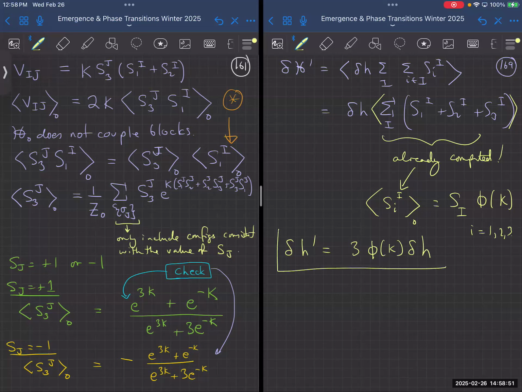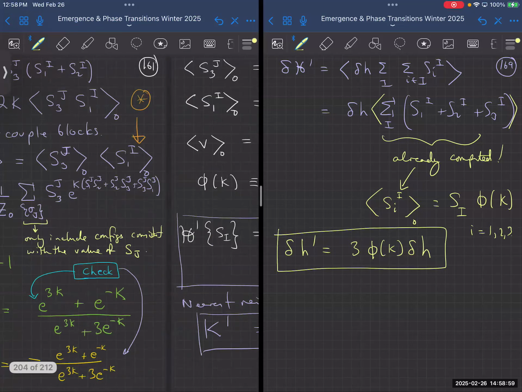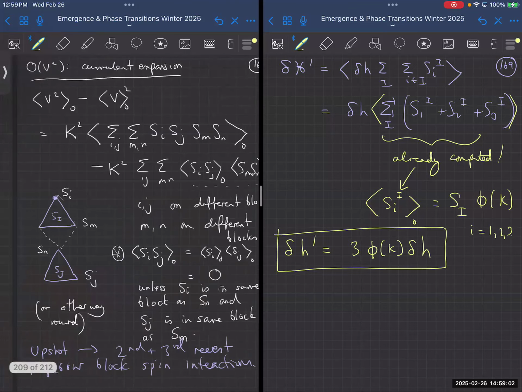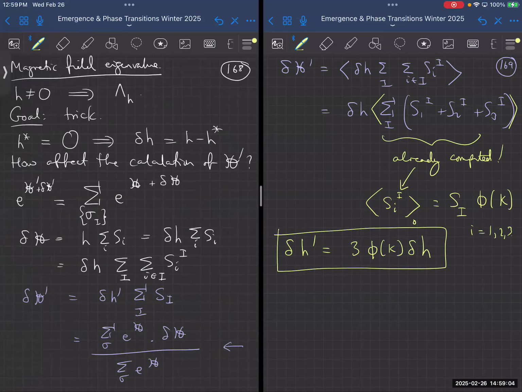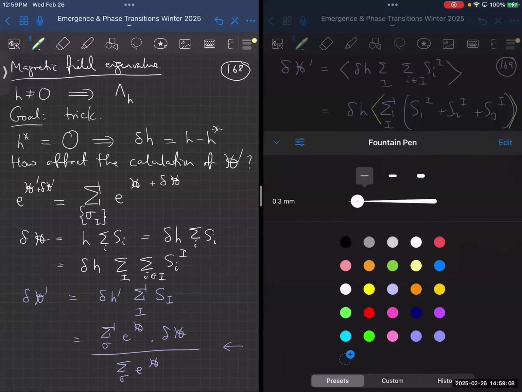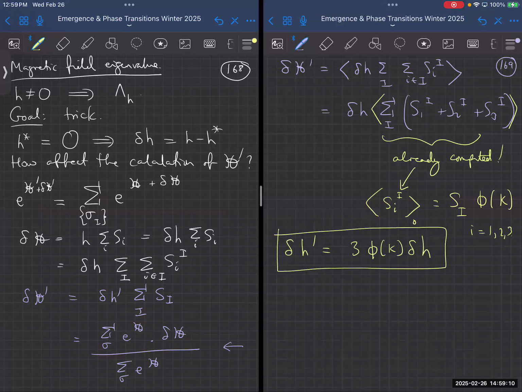So the point is, without doing any new calculation, I can read off what is the renormalization group recursion relation for the change in the magnetic field. So what does that give me? So now that I've done that, I can simply calculate what lambda H is.